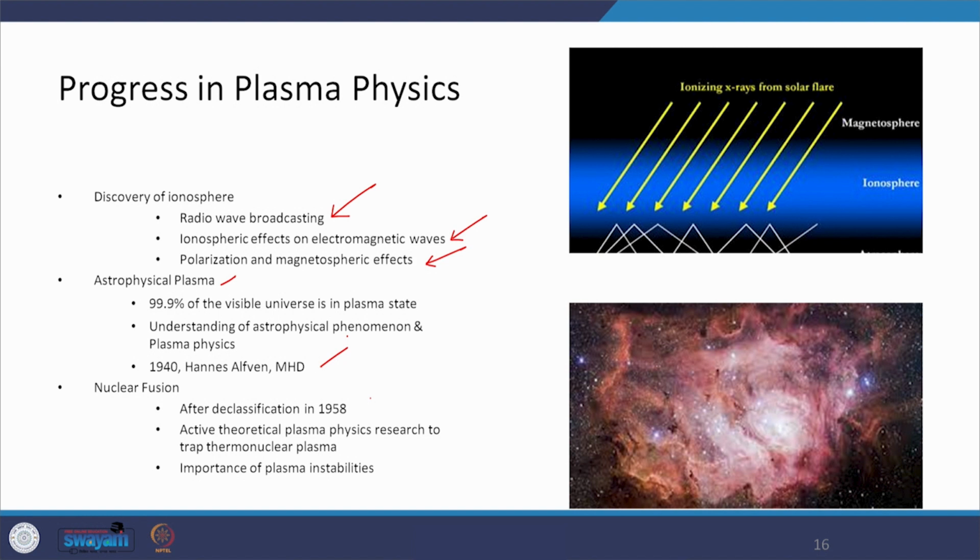Nuclear fusion, a more practical and very relevant area of science and technology. After declassification of many things in 1958, theoretical plasma physics research was able to give explanation for many thermonuclear processes, and understanding of plasma instabilities is very crucial for the design and maintenance of these reactors.